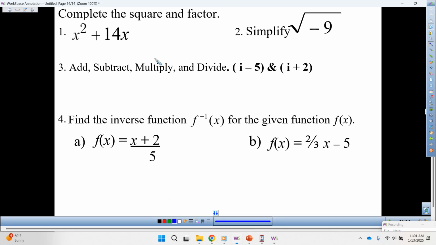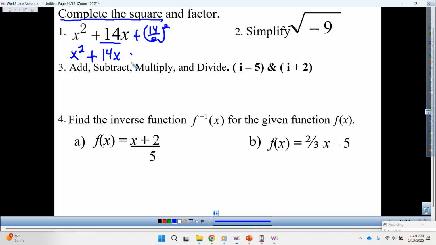Here we go. Number one, complete the square. To complete the square, we add the middle term, just the coefficient, divided by 2, squared. Is that correct? Therefore, this becomes x squared plus 14x plus, what is 14 divided by 2? That's 7. 7 squared is 49. Hands up if you got that. All right, some of y'all.